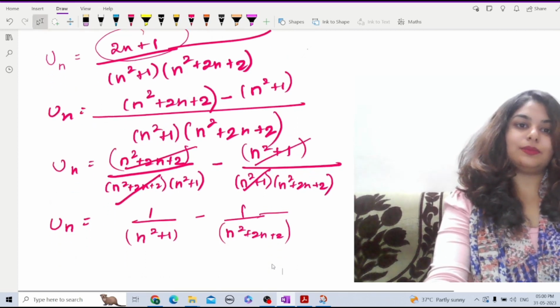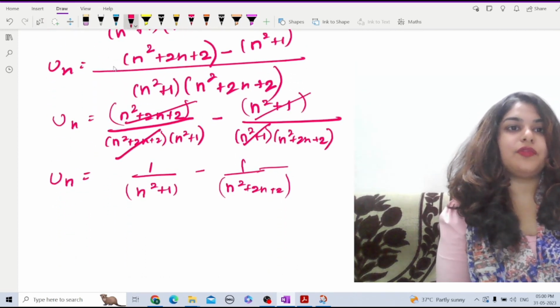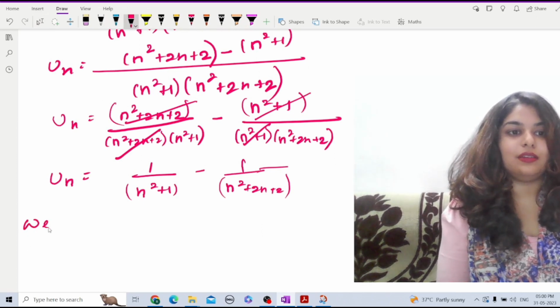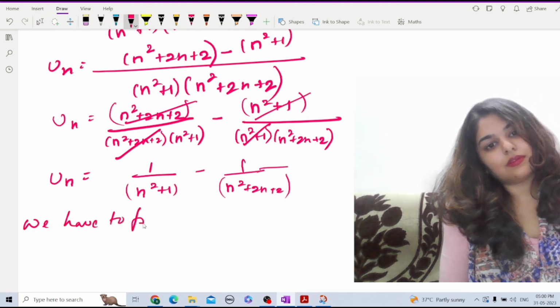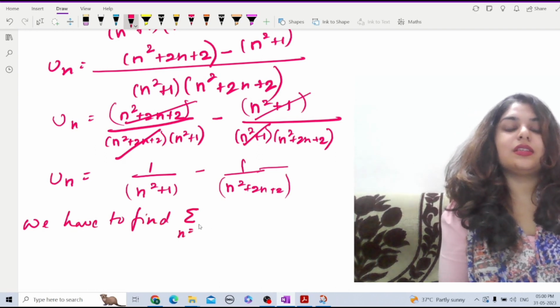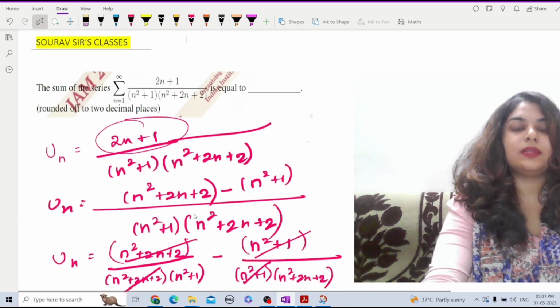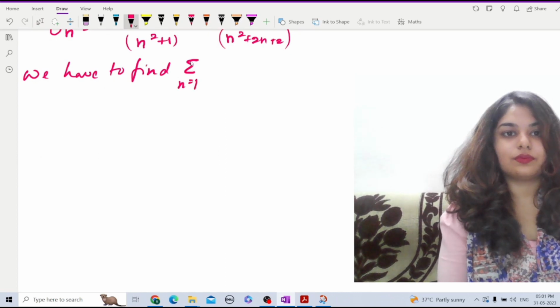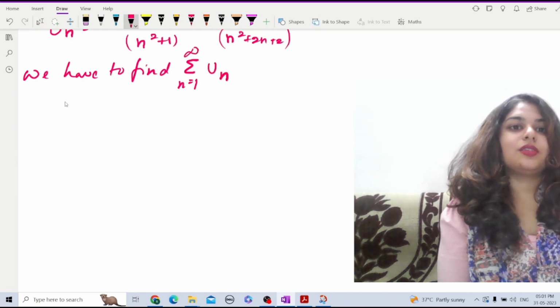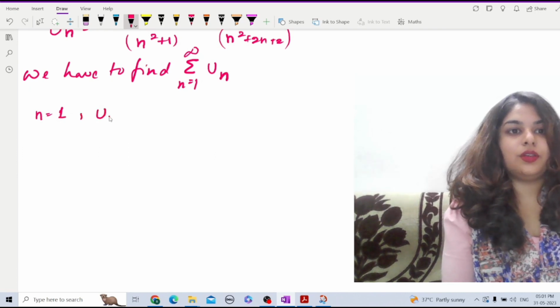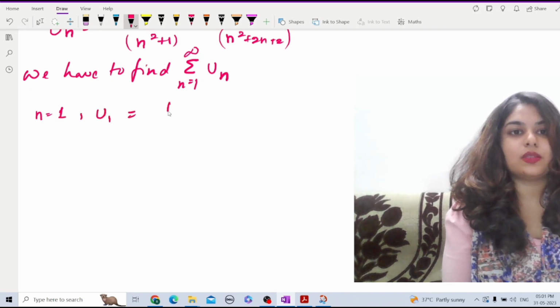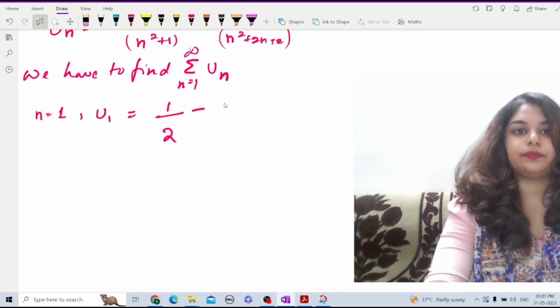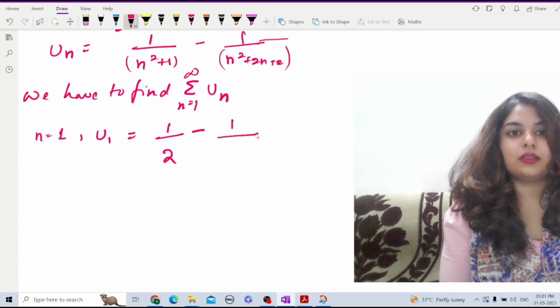Now what we have to find is the summation of the series, that is the summation from n equals 1 to infinity of un. When n is equal to 1, u1 is equal to 1 by n square plus 1, this is 1 plus 1, 2, minus 1 by, this is 1 plus 2, 3, plus 2, 5.